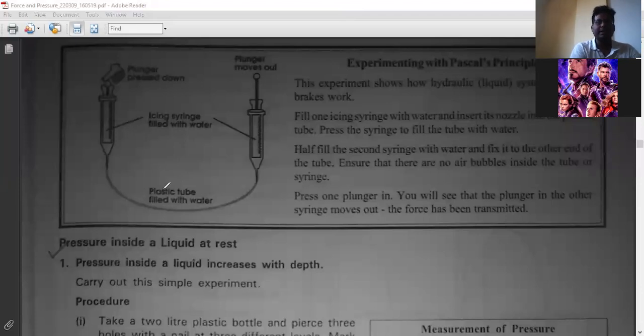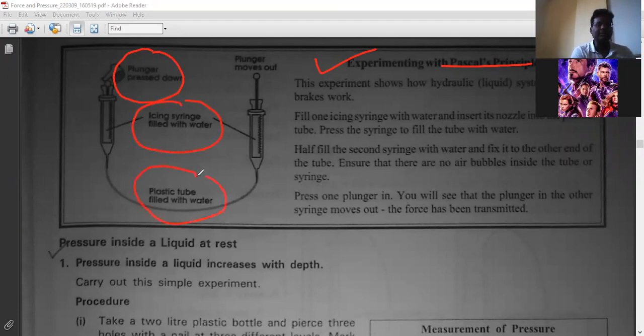Now look at the experiment with the Pascal principle. So here the plunger is pressed down, right? The syringe is filled with water, the plastic tube is filled with water, and the plungers move out. So we are moving one out and inserting the other, right? This experiment shows how a hydraulic system like water brakes work, right?